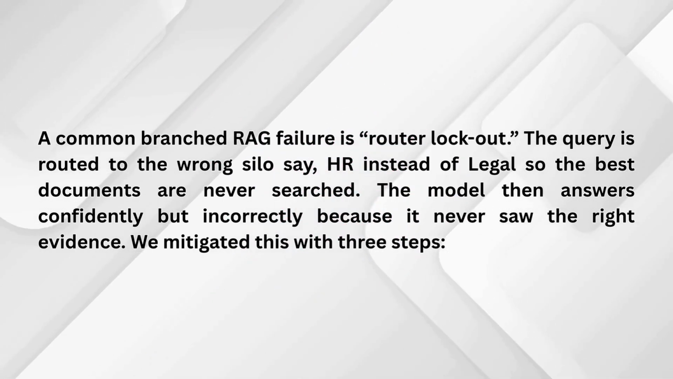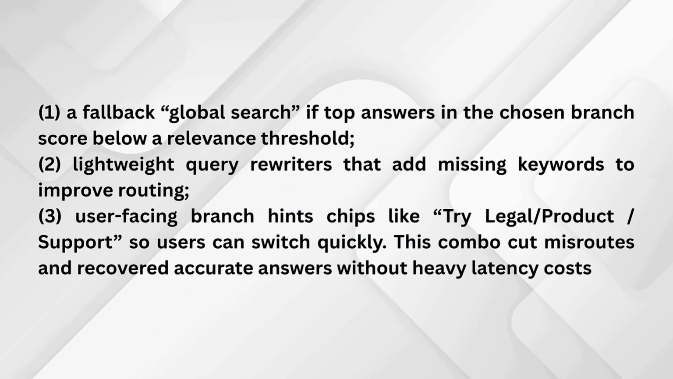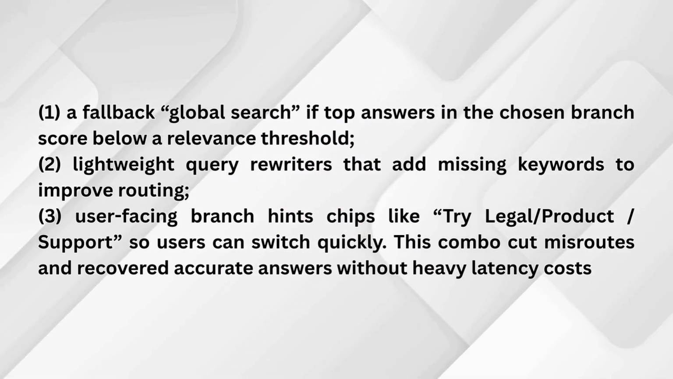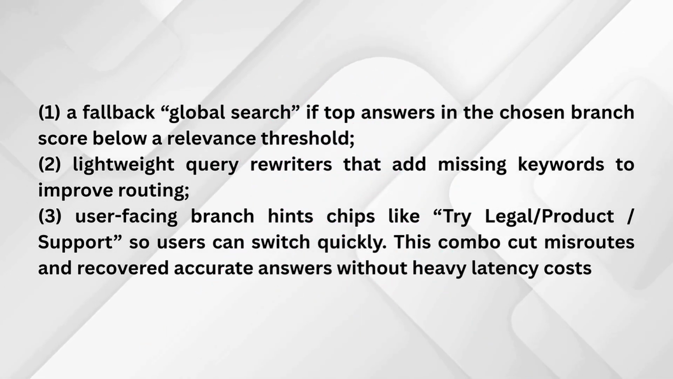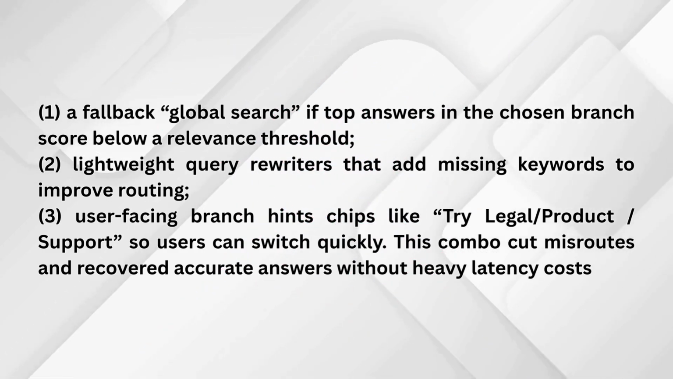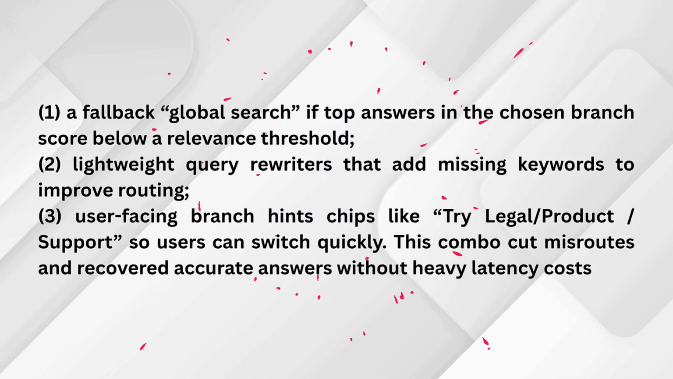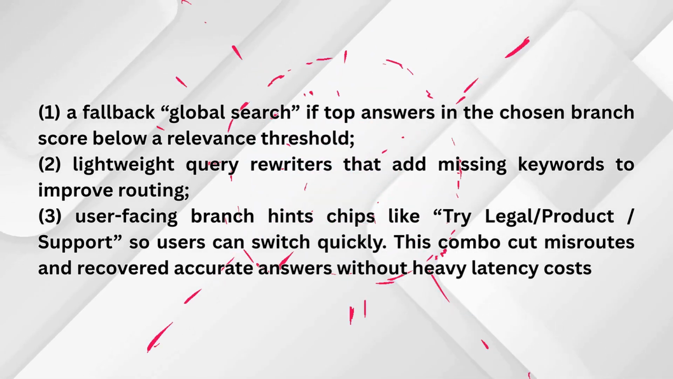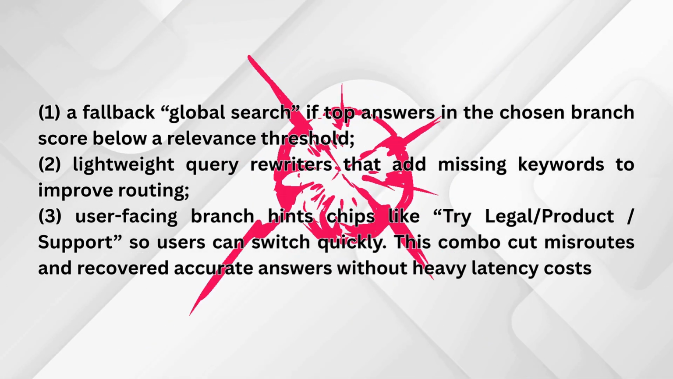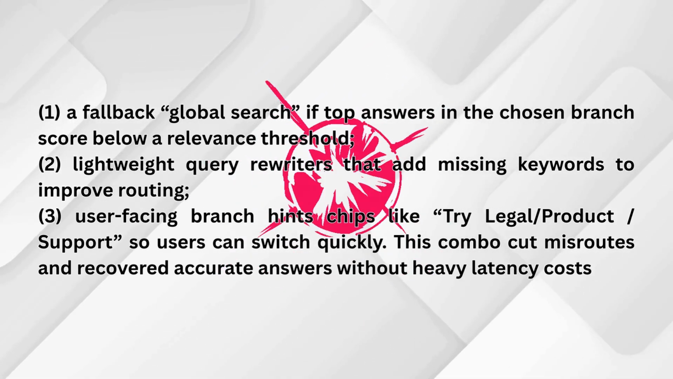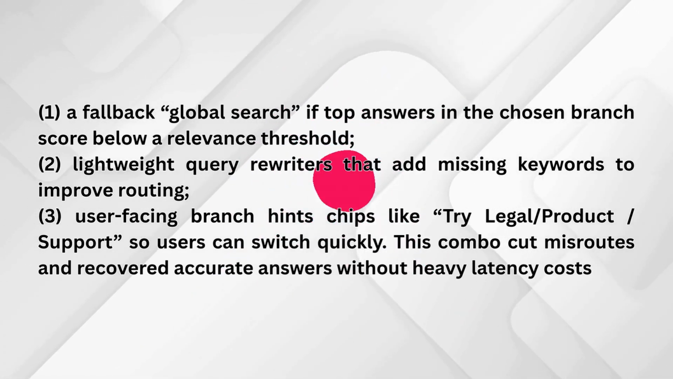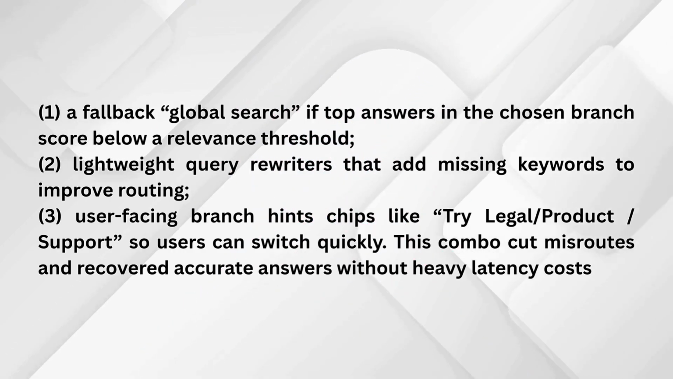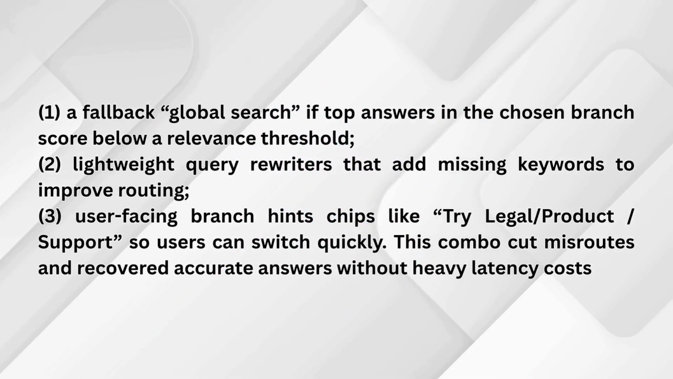We mitigated this with 3 steps. 1. A fallback global search if top answers in the chosen branch score below a relevance threshold. 2. Lightweight query rewriters that add missing keywords to improve routing. And 3. User-facing branch hints. Chips like "try legal" and "product support" so users can switch quickly. This combo cut misroutes and recovered accurate answers without heavy latency costs.